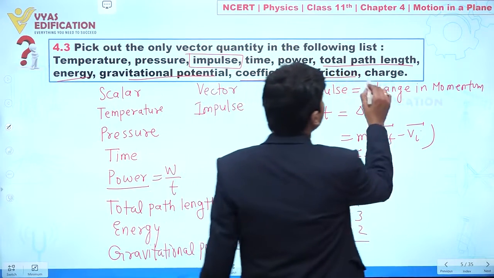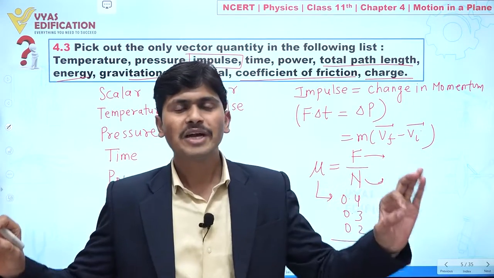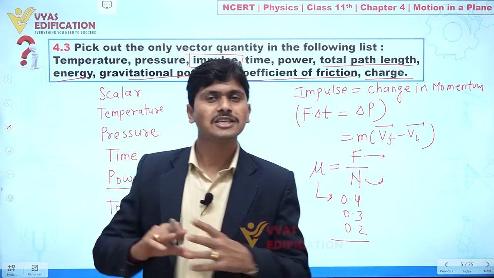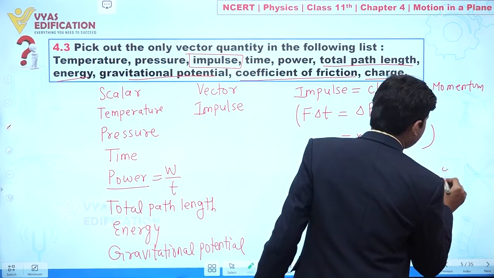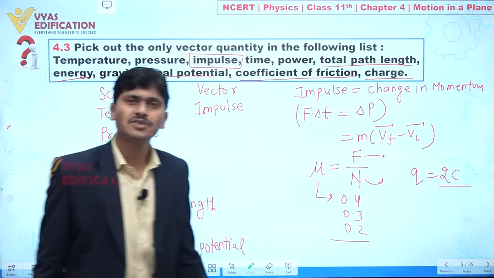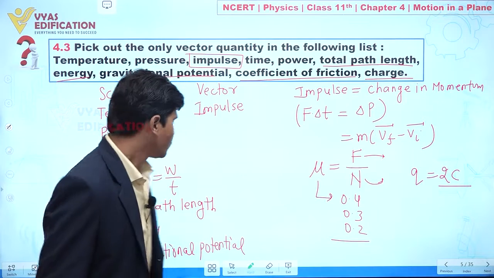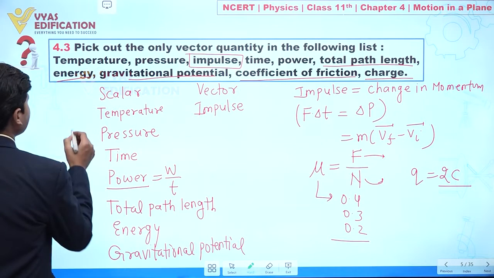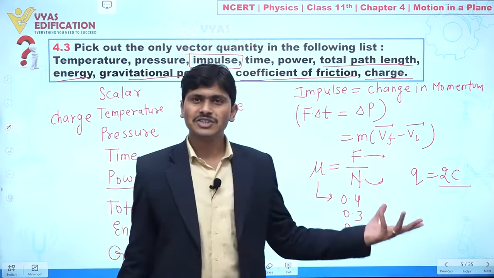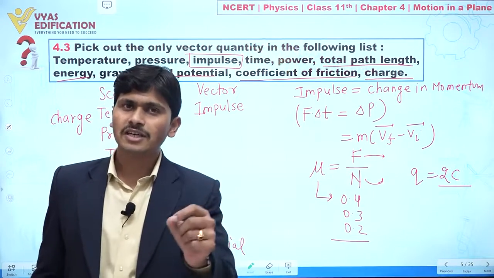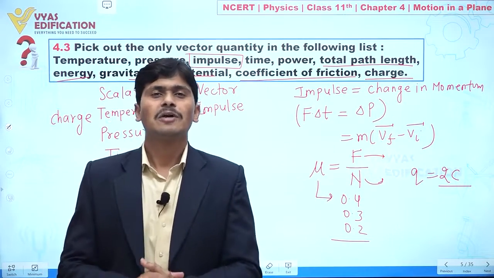Clear? If we talk about charge, let's suppose we have a conductor, and in the conductor a total of 2 coulomb charge is flowing. So when I say charge 2 coulomb, 2 is a magnitude, coulomb is a unit, so this is also a scalar quantity. Clear to everyone? So I can write here charge is also a scalar quantity, and coefficient of friction is a ratio. Clear to everyone? So the only physical quantity that is a vector quantity is impulse. Clear to everyone? So this is all about this question.